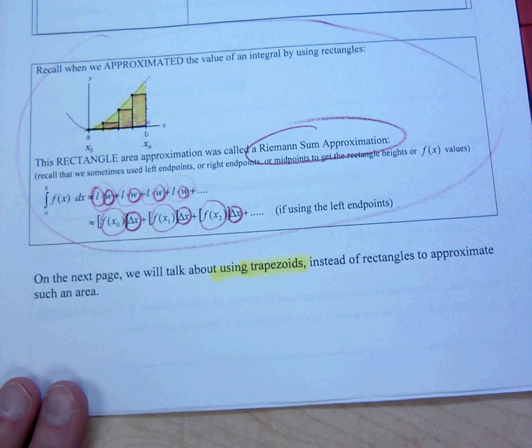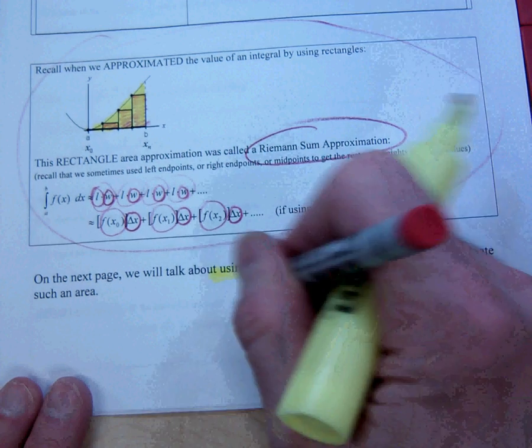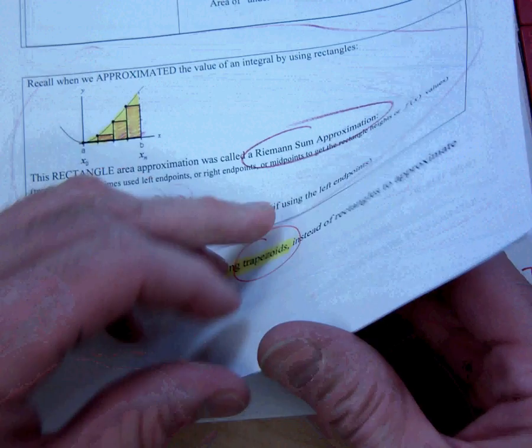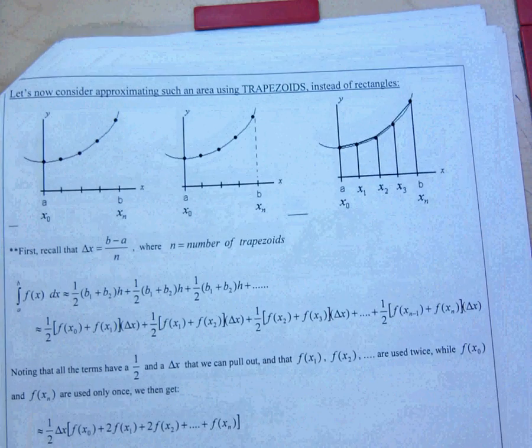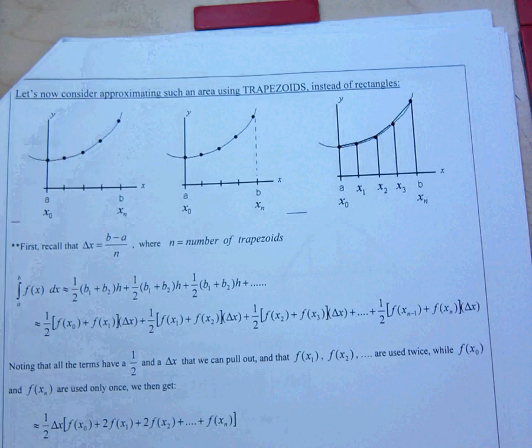I'm going to use what? Trapezoids. Okay, so this is the last new thing you got to know today. It's not too bad. I don't think it is, at least. Now, early on, it's going to be a mess, but then I'm going to clean it up. Okay? All right, so here we go.